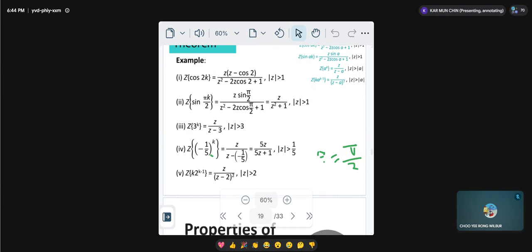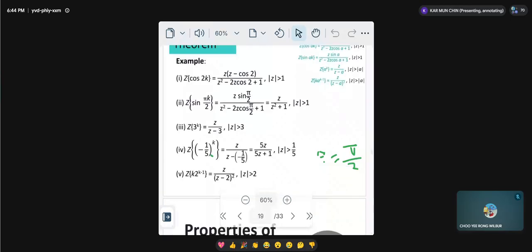All right, then we can proceed to the last example here. Z transform of k to the power of k minus 1. So it will be this. In this case, A equals 2, so Z over Z minus 2, squared, the whole thing. So Z is more than 2, your A is 2, so Z is more than 2.